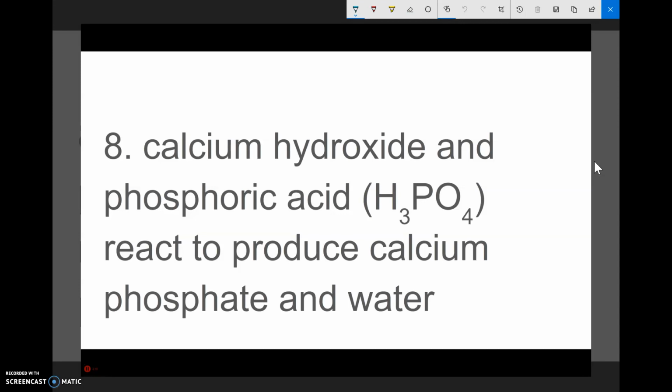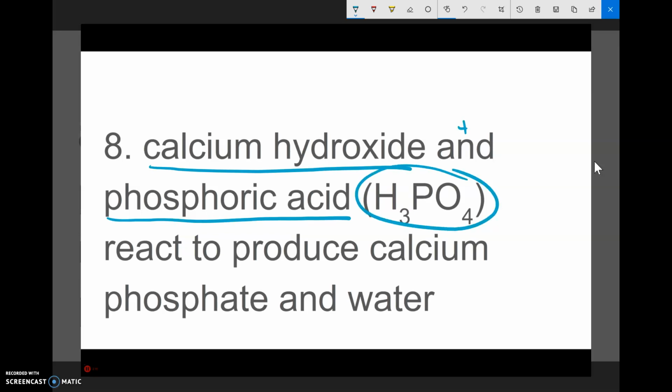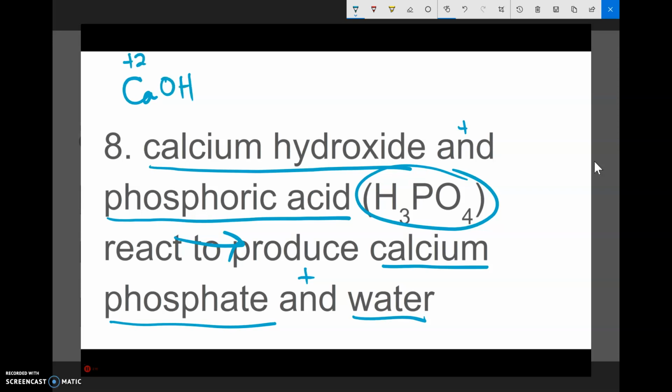Let's go ahead and underline. We've got calcium hydroxide and phosphoric acid. There's your formula for that. React to produce calcium phosphate and water. So calcium hydroxide, calcium's a Ca plus 2. Hydroxide is a polyatomic ion. It has a negative 1 charge, so we're going to swap and drop and use our parentheses. Plus phosphoric acid.